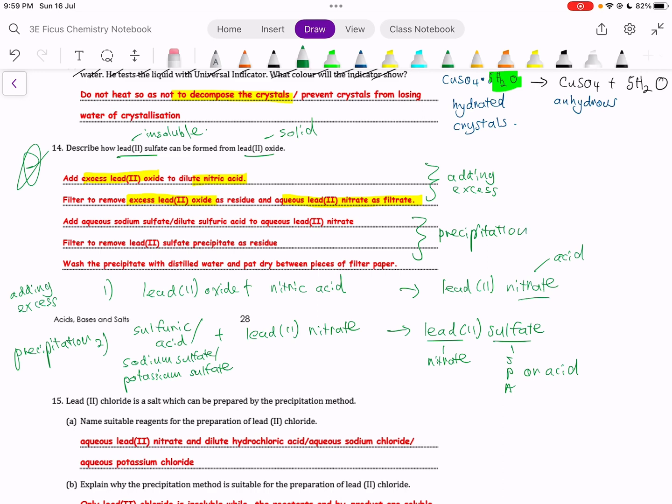So what you do next is add aqueous sodium sulfate or dilute sulfuric acid to the aqueous lactose nitrate that you prepared earlier on. Then you filter to remove the lactose sulfate precipitate as residue. Wash the precipitate with distilled water and then pat dry between pieces of filter paper.